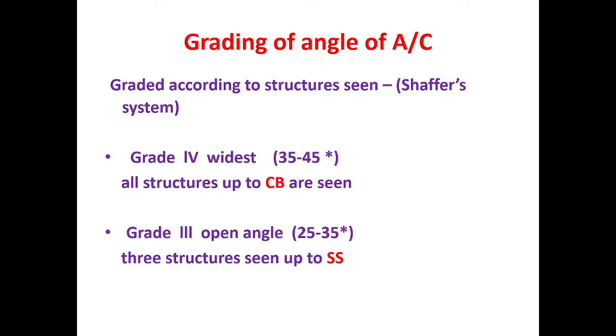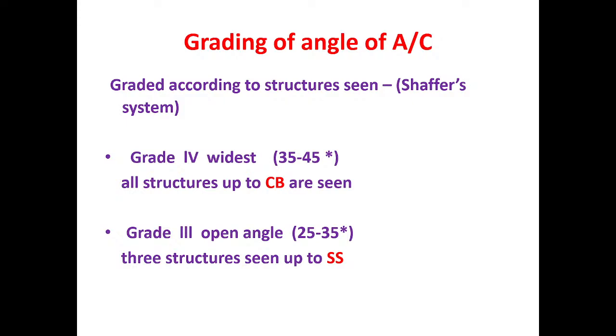So this is Schaeffer's grading system, which is most commonly used. In Schaeffer's grading system, grade 4 is the widest angle, meaning all 4 structures visible. So if you see in gonioscopy up to the ciliary body band, it means all 4 structures are visible. So you get a wide open angle. So it's a grade 4 angle, approximately around 35 to 45 degrees of opening, and we call it grade 4 or wide open or widest angle.